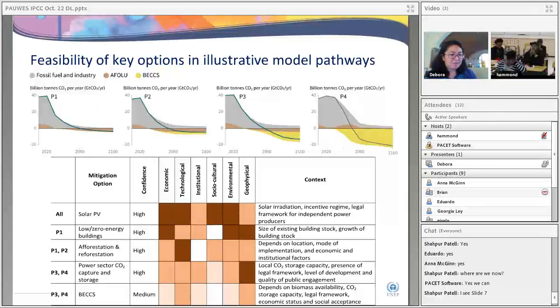Power sector CO2 capture and storage and BECCS are more applicable to P3 and P4 scenarios. Afforestation and reforestation, AFOLU, are more prominent for P1 and P2, and low and zero energy buildings are more applicable to the P1 scenario. So here we can see, and what was also stated during the launch, that the different options assessed are scientifically, technologically, physically, within the laws of science, applicable, and their feasibility depends mostly on governments and societies, which cannot be easily assessed.